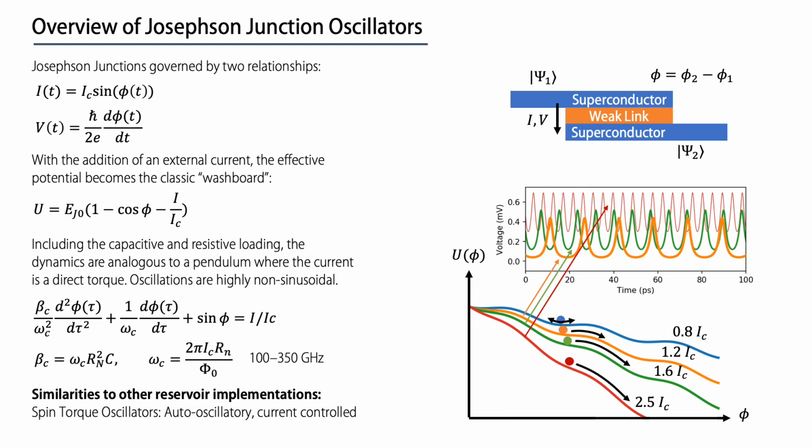As one increases the current being applied to the Josephson junction, eventually one induces oscillations into the voltage state, which are shown on the right side of the slide. Increasing currents I cause increasingly larger oscillations at increasingly higher rates, as is shown here. Including the capacitive and resistive loading of the junctions, the dynamics are analogous to a pendulum, where the current is a direct torque. The oscillations are highly non-sinusoidal, and they correspond to a pendulum which is going over the top, rather than undergoing small oscillations at the bottom. The frequencies of these oscillations, omega c, can be quite high. They can be easily 100 to 350 GHz or above.